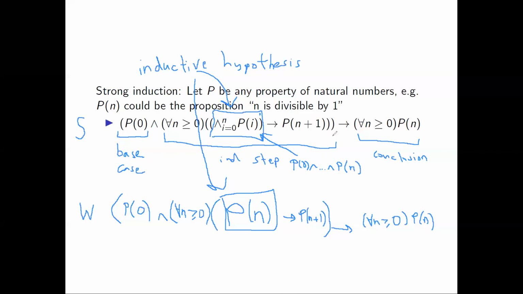So our inductive hypothesis, this is what we assume to prove the inductive step. With strong induction, we assume P of 0 and P of 1 and all the way up to and P of n is true. With weak induction, we only assume that P of n is true. So we get way more assumptions with strong induction. That's why I say that our inductive hypothesis with strong induction is stronger. So it makes sense why it's called strong induction and the weak induction is called weak induction.